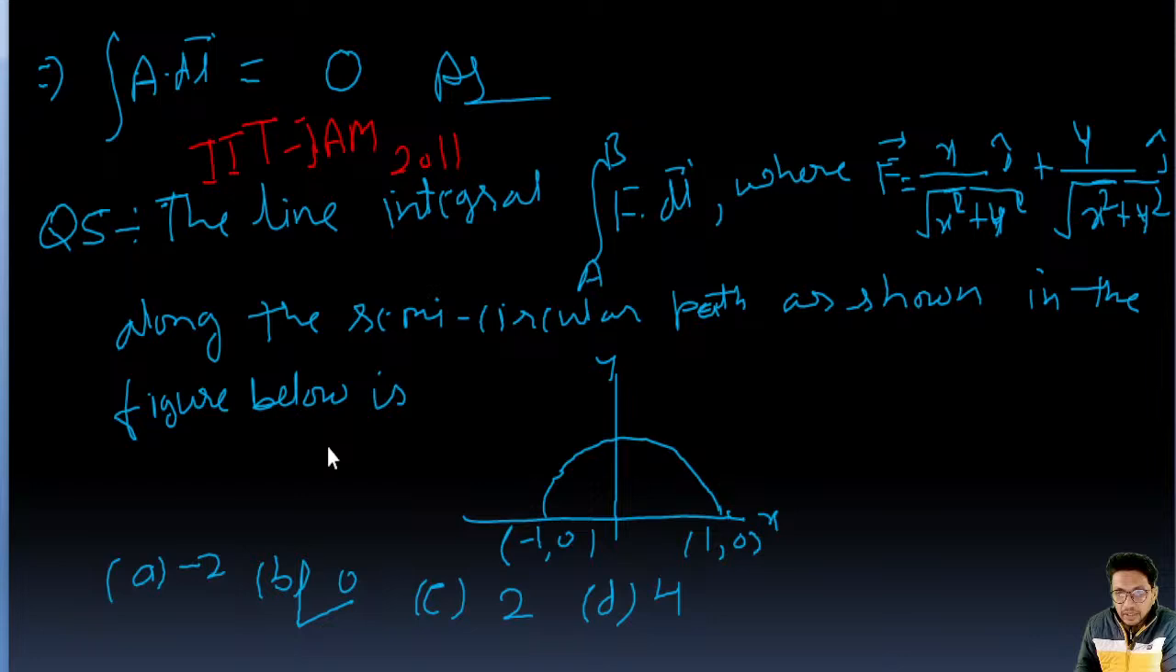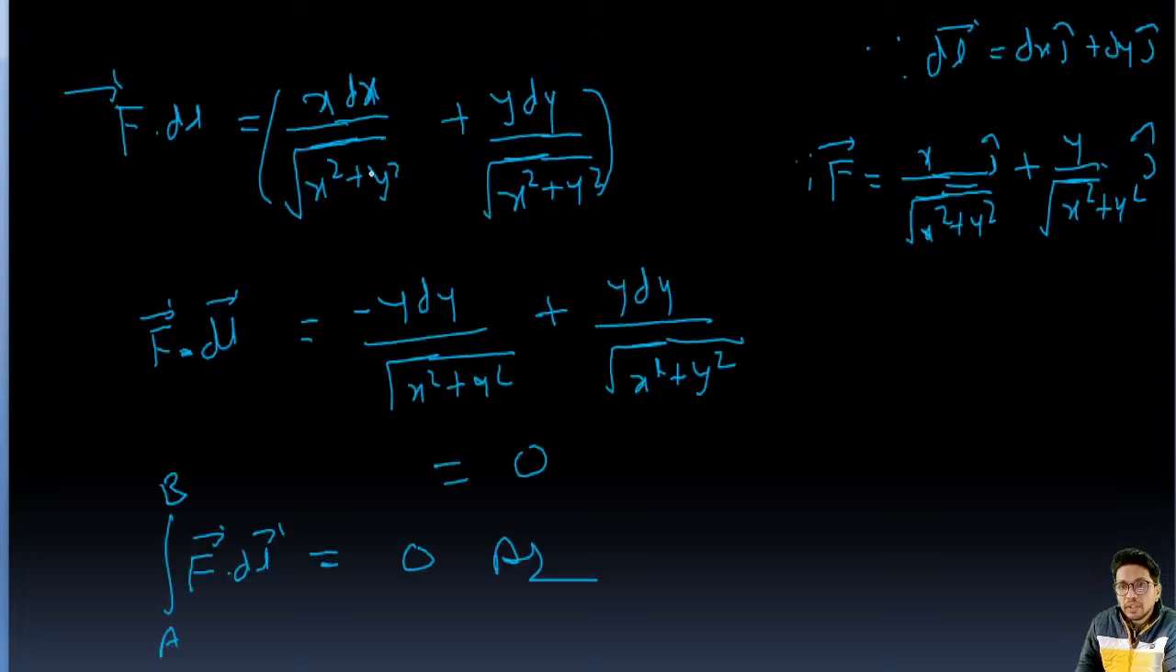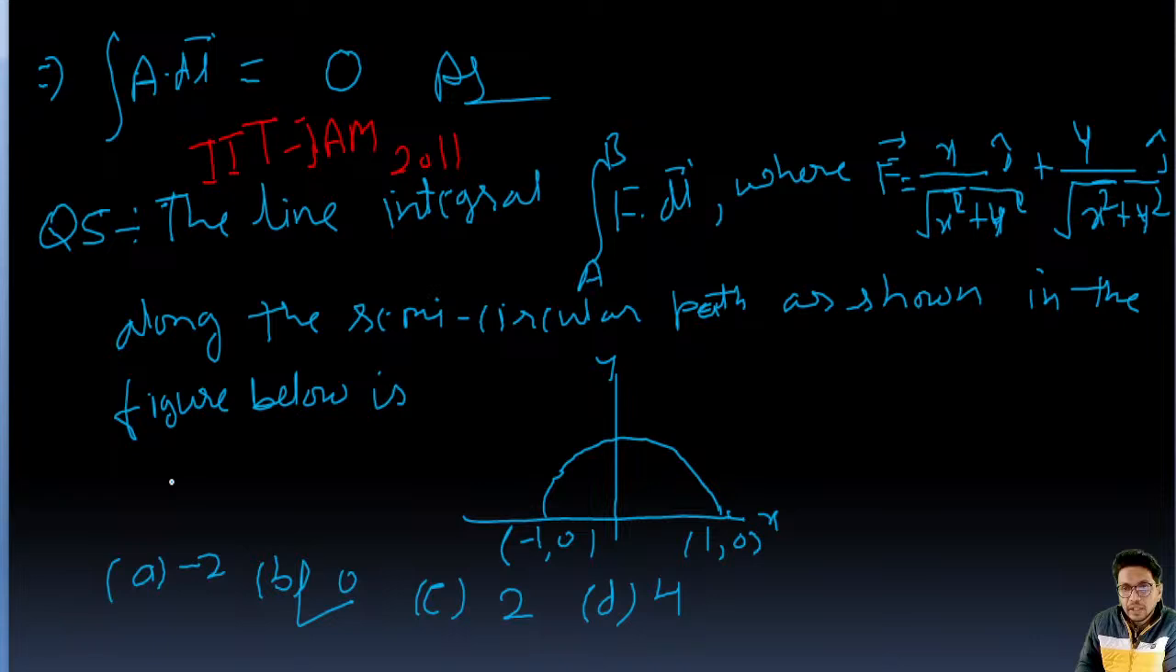So very simple. What we have done is we have been given a semicircular contour, a semicircular curve, and we know the equation of the circle, and the radius is 1. From there we have got this condition, x dx equal to minus y dy, and by that we find f dot dl. In place of x dx we have written y dy from equation 1, and that is giving value 0, and that's why the integration of f dot dl is 0. This is the answer. So option number B is the correct option.